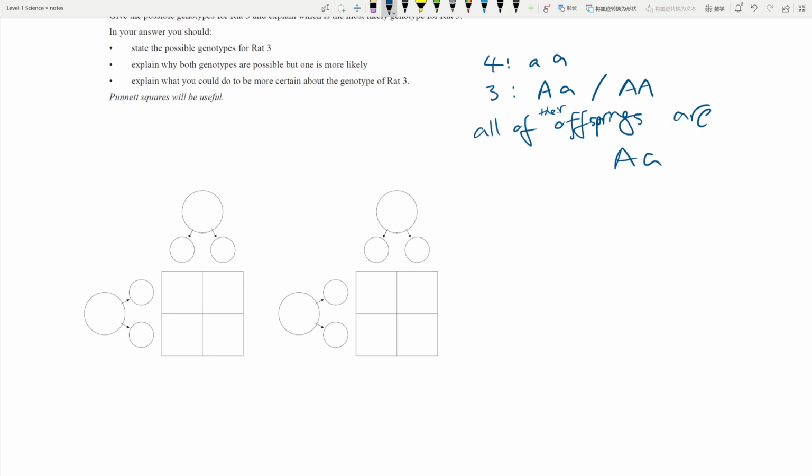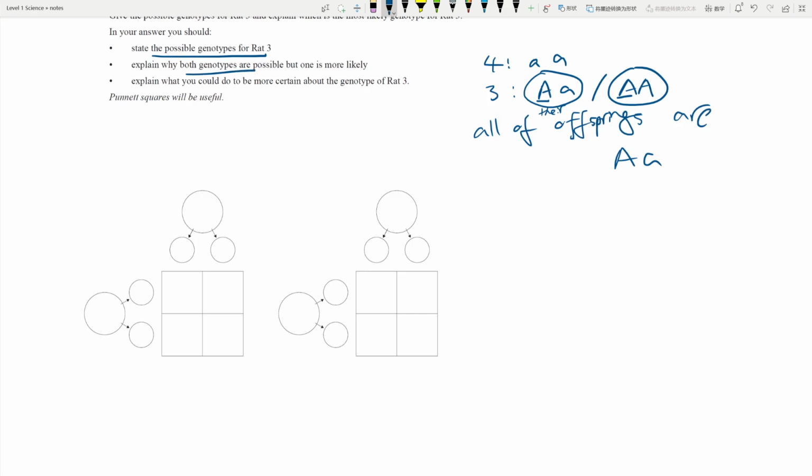So if you look at the question, state the possible genotype. It could be this or could be this. Why? Because it's normal color, so that means it has to have a dominant trait, and we don't know what the other one is, because we can't look at its genotype, we can only look at the physical appearance.